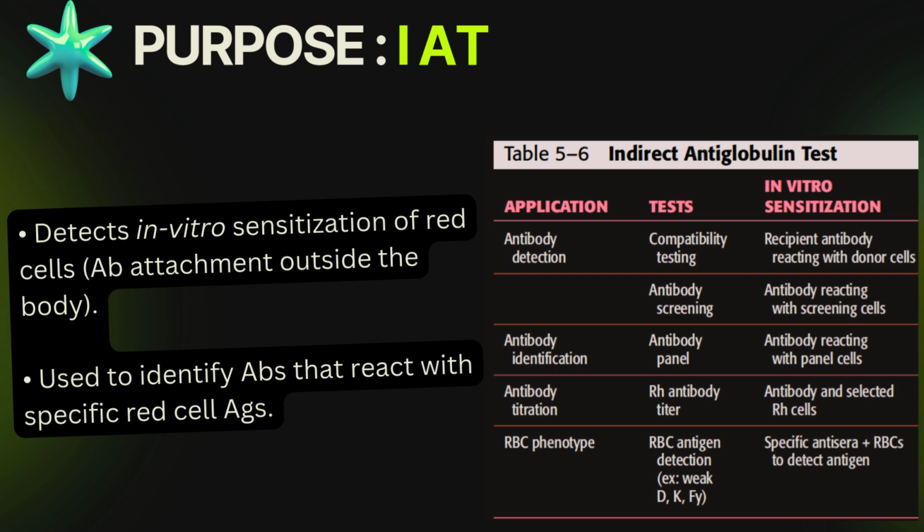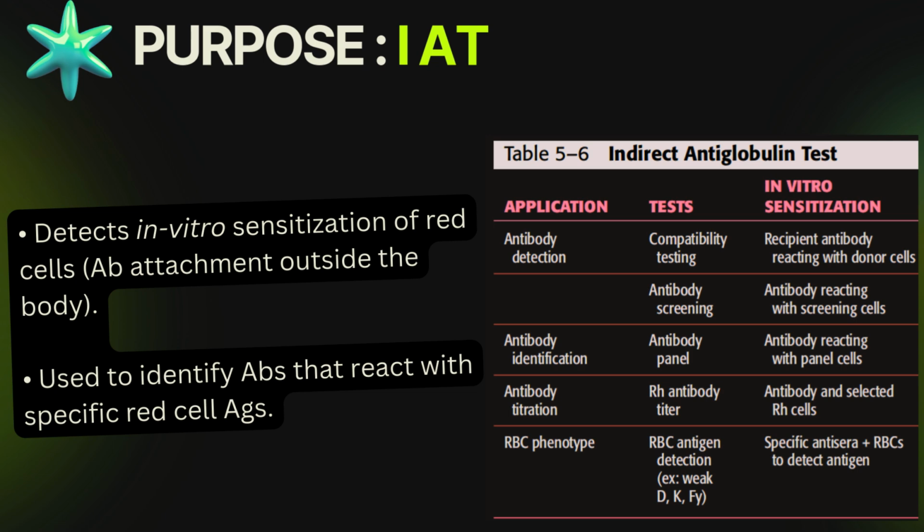For antibody identification, the test is known as your antibody panel, with antibody reacting with panel cells. Then antibody titration: the test will be Rh antibody titer, an antibody and selected Rh cells. With your RBC phenotype, we have your RBC antigen detection, and we also have your specific anti-sera plus RBCs to detect the antigen.